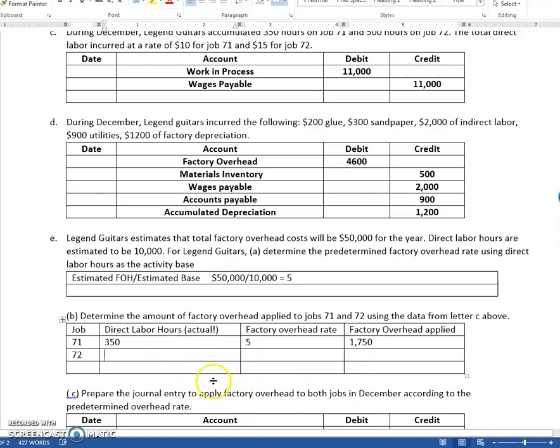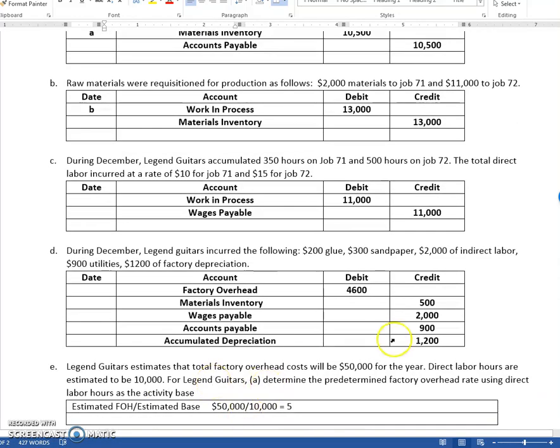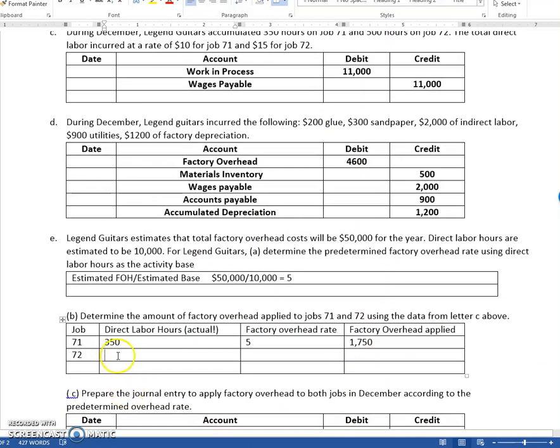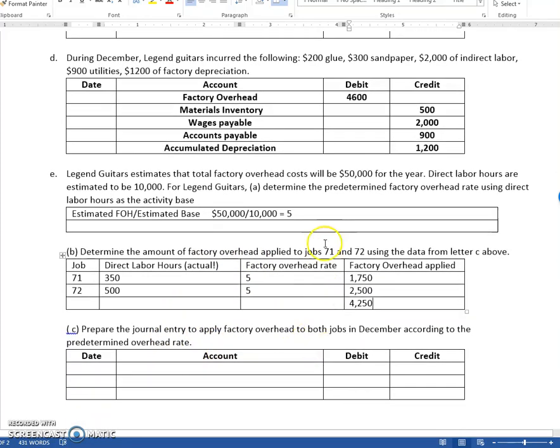For job 72, I look for my actual hours for job 72, and it was 500 as seen right here. My factory overhead rate I'm going to be using for the whole year is 5, so 500 times 5 is going to be 2,500. All right, when I add those two together, I can find out how much I'm going to be allocating. So 1,750 plus 2,500 tells me that my total to allocate is 4,250. So that's a total number right there.